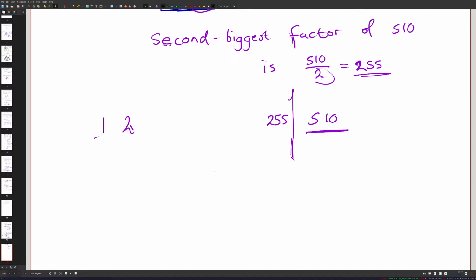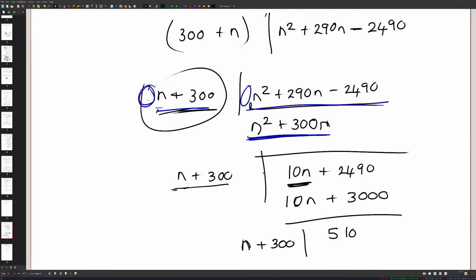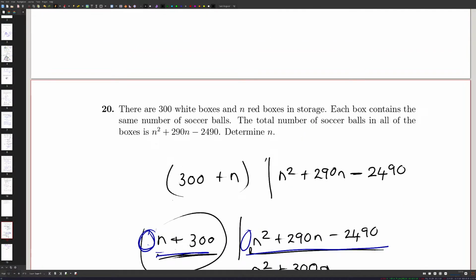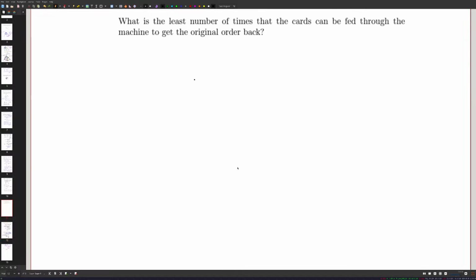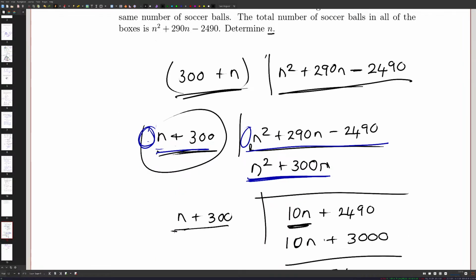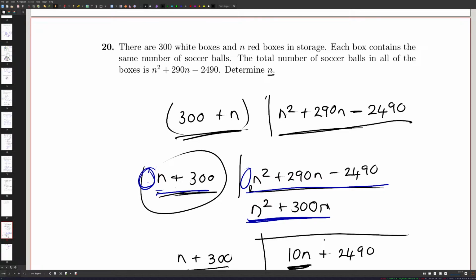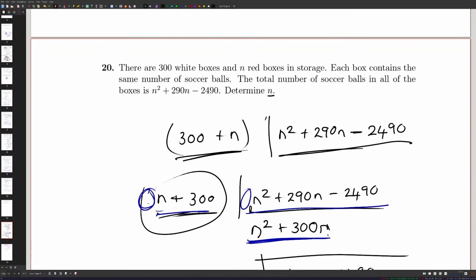Anyway, so we've got that n is then 210. And then that's just done, because then we know that this is a factor of this. You can work out exactly how many soccer balls are in each box, but that's not what the question was asking. They just wanted to know what n is, and it's 210. If you don't have questions about that, then we can go to the other one. Okay, good.